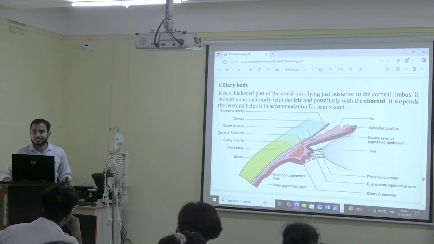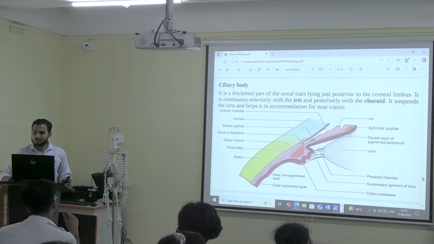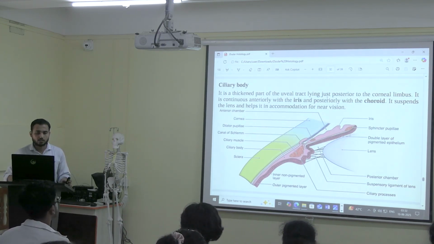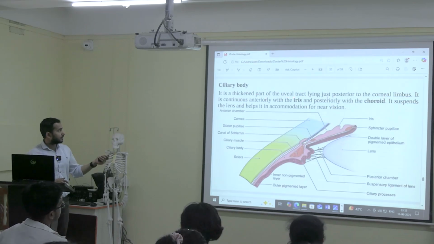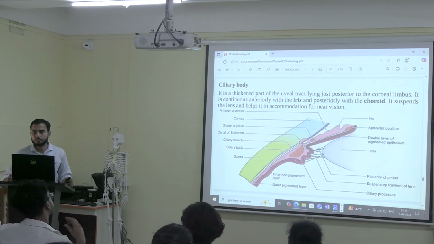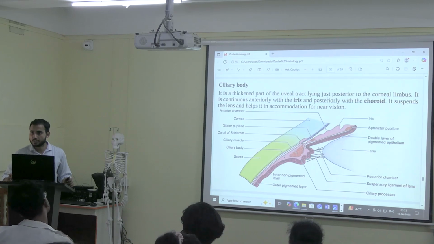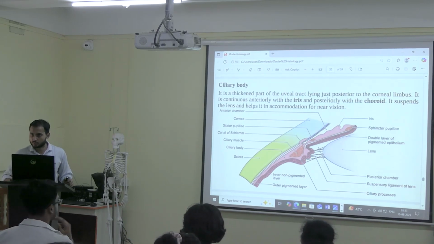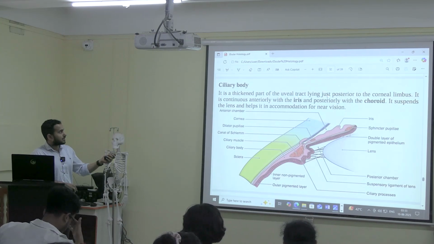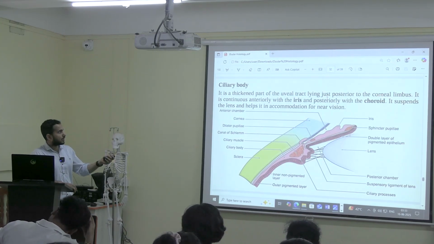Okay, so you have seen the ciliary body. Now, the basic structure of the ciliary body has to be known. Then we'll go to the layers of the ciliary body. It is the thickened part of the uveal tract. The uveal tract is also called the vascular membrane or vascular layer. Don't get confused.